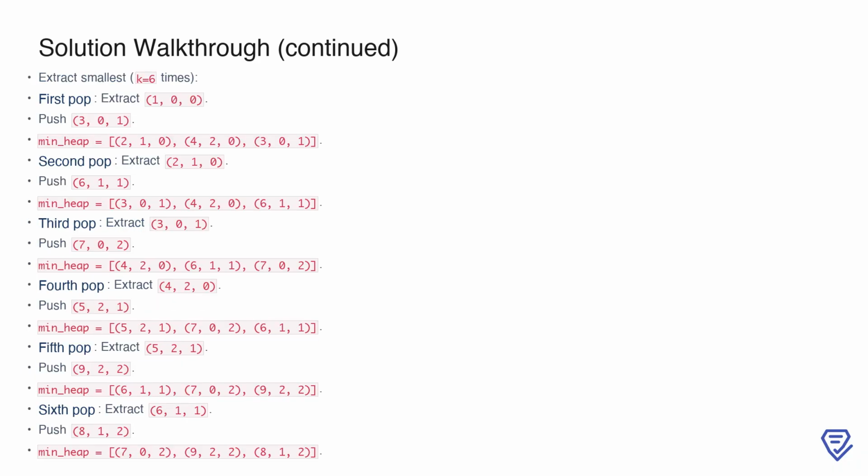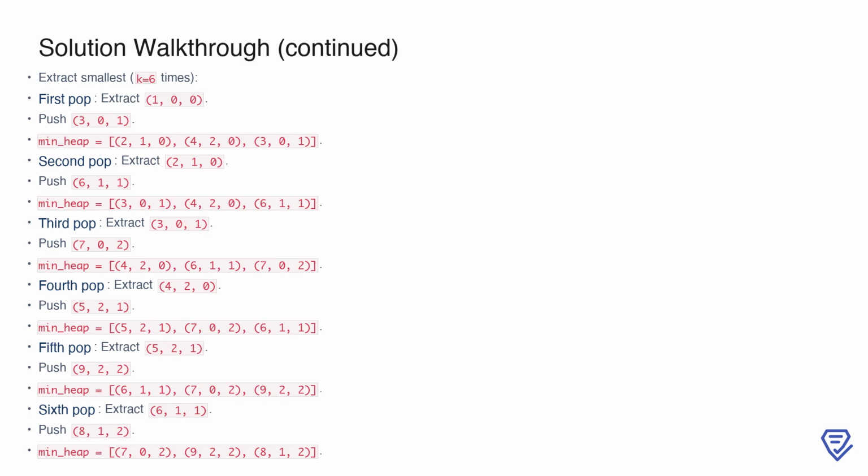We now extract the smallest element from the heap 6 times to find the sixth smallest value. For the first extraction, we remove 1 from row 0, column 0, and push the next value from row 0, column 1, which is 3. The heap reorganizes to contain 2, 4, and 3. Next, we extract 2 from row 1, column 0, and push the next value from row 1, column 1, which is 6. The heap now holds 3, 4, and 6.